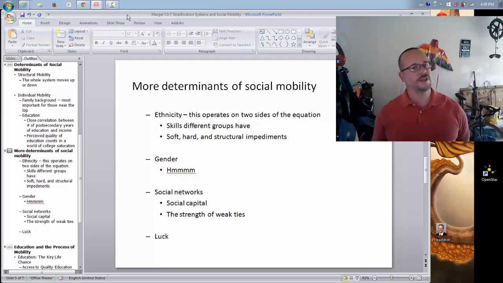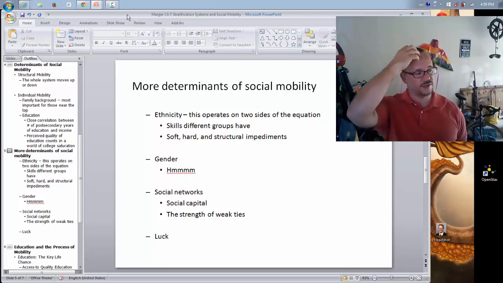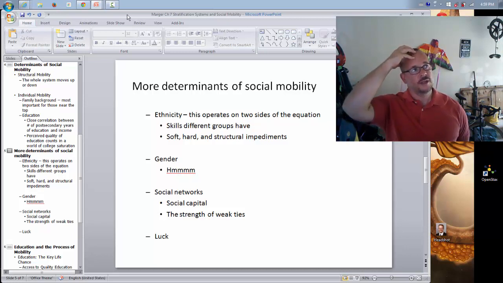Gender is actually really, really tricky, and I even said this a couple of sessions ago: how do we talk about poverty? How do we talk about inequality without, and not say more about gender?